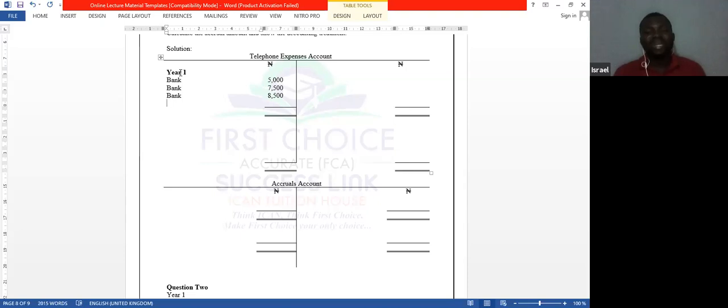So the question is, we need to calculate that so that we can have a reasonable representative figure that will show the total telephone expenses that we have incurred. Because we use that telephone expense to generate revenue. And because of the matching concept, we need to match the revenue against the related expenses, or we match the expenses against the related revenue. So how do we do this? We now prorate the accrued figure.